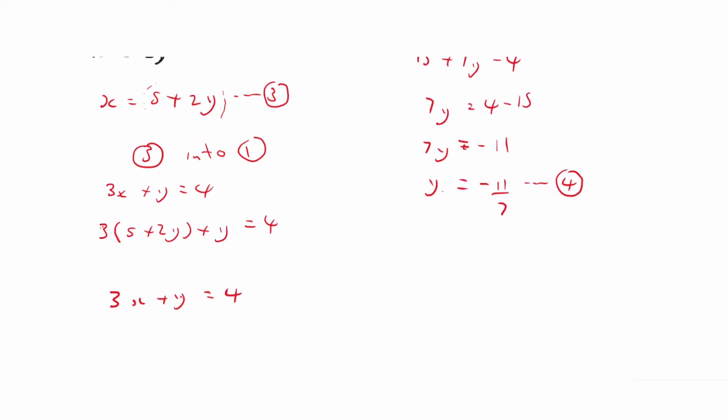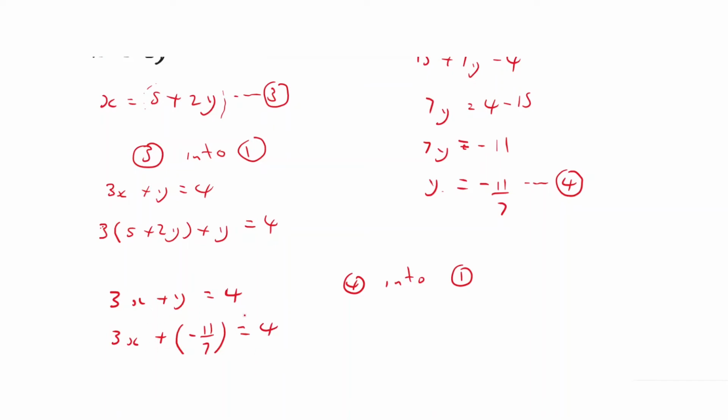So now where I see y, I'm doing substitution again. Basically I am going to put equation number 4 into equation number 1. Where I see y, I'm going to say 3x, and where I see y, I put minus 11 over 7, so it becomes minus. And then this becomes 4.